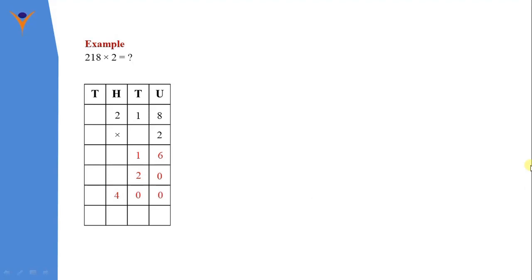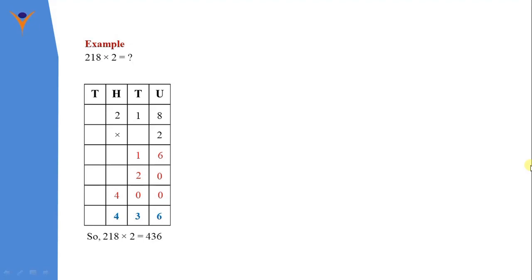So now the red numbers will be added. 6 add 0 is 6. 1 add 2 add 0 is 3. Then nothing add 4 is 4. And there you see 436. We're going to use the short method to do this and see if the answer will be the same.